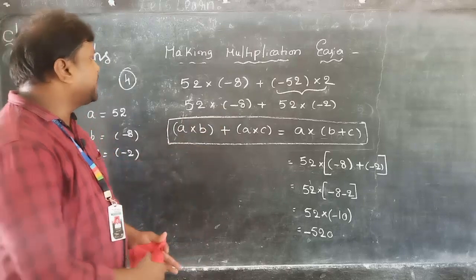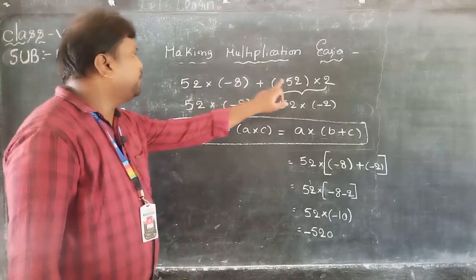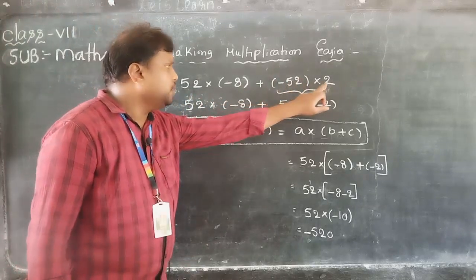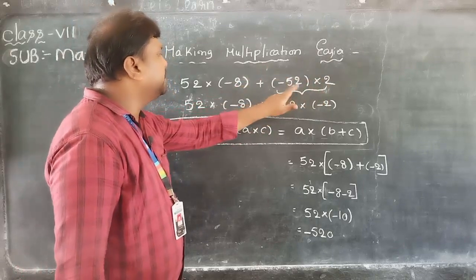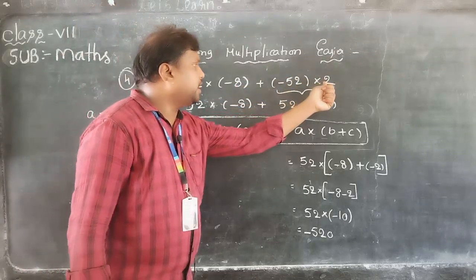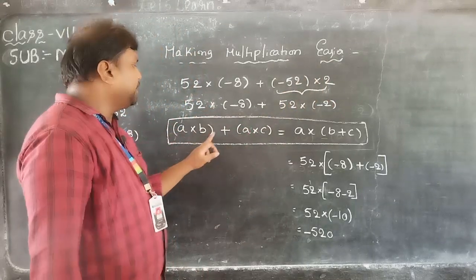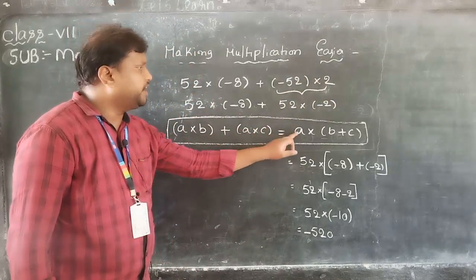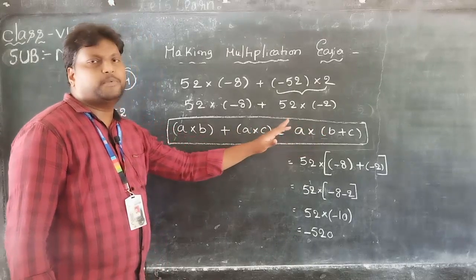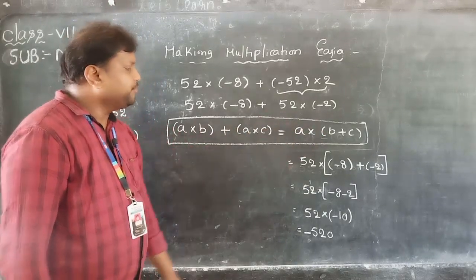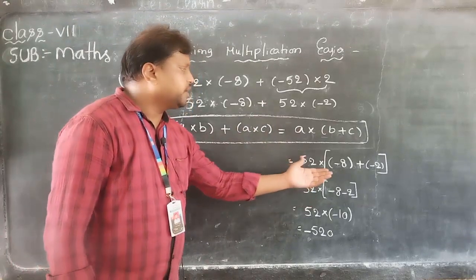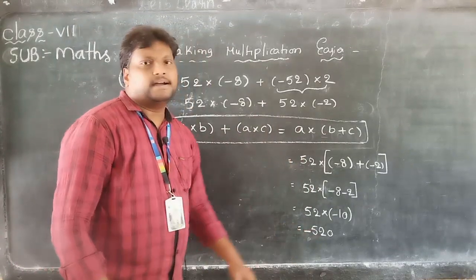Okay, I will explain briefly once again. Here 52 into minus 8, 52 into minus 2. For our convenience, we interchange the symbols of 52 and 2. Then we follow the property A into B plus A into C is equal to A into B plus C. This is the distributive property, multiplication over addition. Then we can easily calculate the answer.